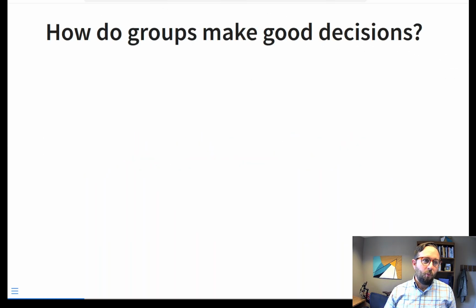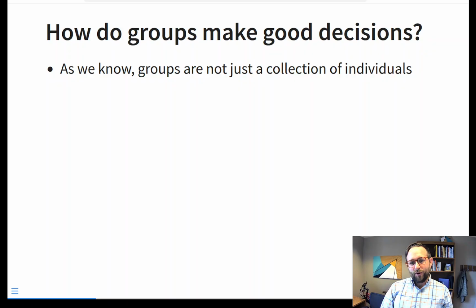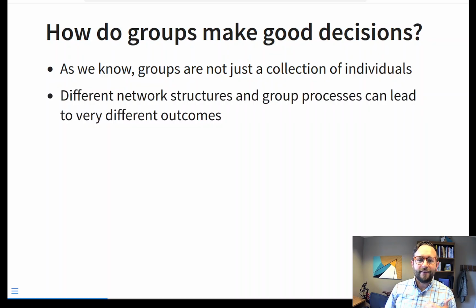One of the key questions here is how groups make good decisions. Hopefully you realized by this point in the class that just assuming something scales up is not always a good assumption. Groups are not just collections of individuals. There's interdependence and lots of multiplex relationships that influence how groups do things. And so different network structures and group processes can lead to very different outcomes and different decisions.